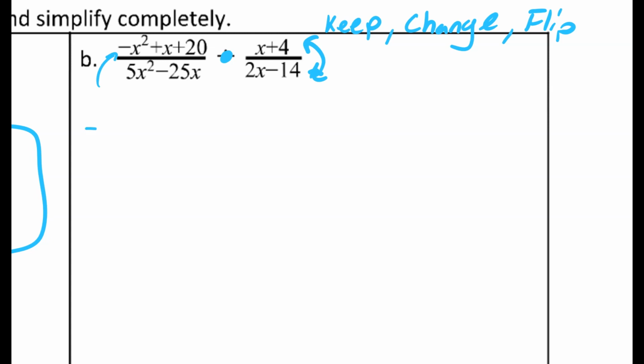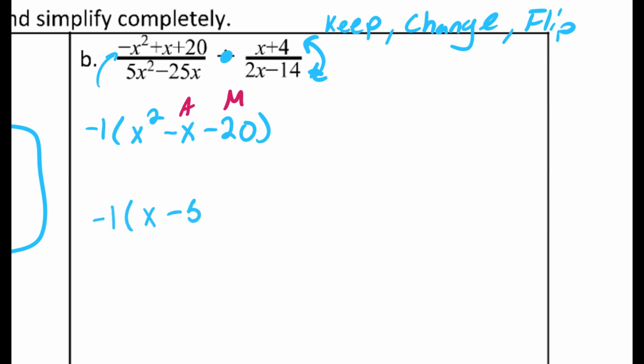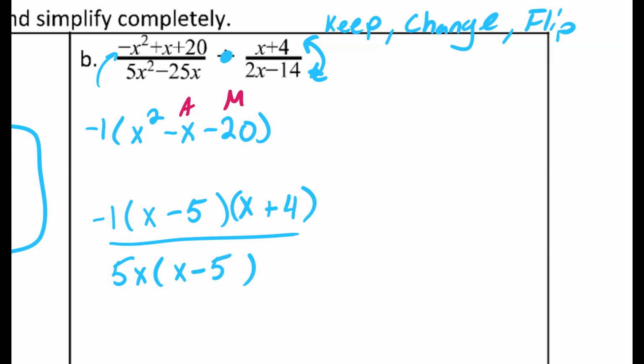I'm going to take that numerator out and factor out a -1 to get x squared minus x minus 20. The reason why I do that is because factoring trinomials is a lot easier when you have a leading coefficient of just +1, because then you could just use that AM method. Ask yourself what adds to -1 and multiplies to -20. So that numerator turns into x minus 5 and x plus 4. In that first denominator, 5x squared and 25x have a 5x in common, and when I factor that out, I'm left with x minus 5.